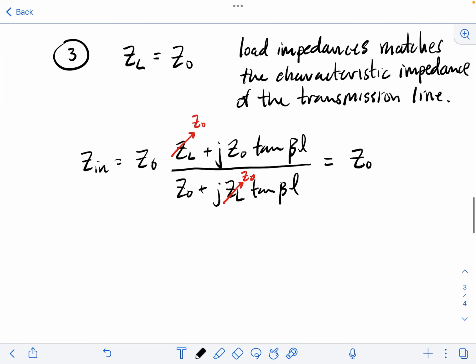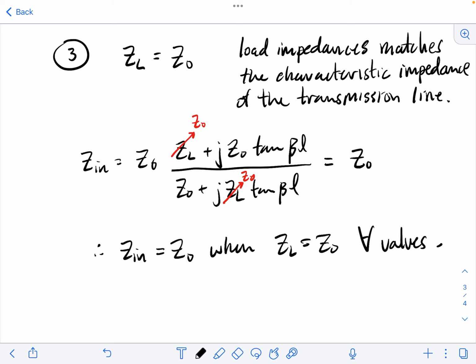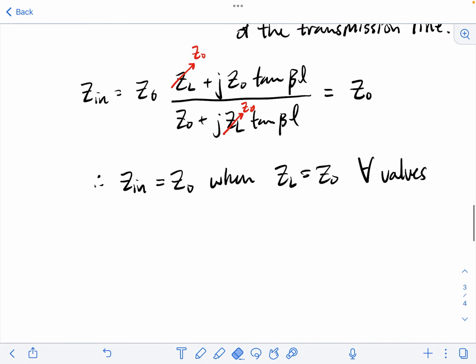And so that means Zn is equal to Z0 when ZL is set equal to Z0. And it doesn't matter what the length of the transmission line is; this is true for all values of the transmission line length. Okay, good. And so we're going to see that that has some important practical implications.